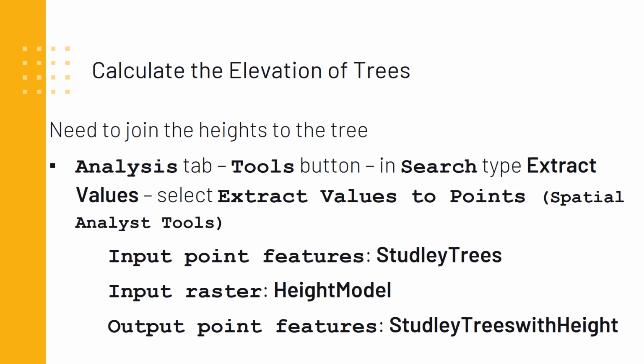Once we have the height model for our part of the city, we need to attach those heights to the tree points. To do this, we're going to go to the Analysis tab, Tools button, and in the search, you're going to type Extract Values. You're going to select the Extract Values to Points Spatial Analyst tool. In the tool itself, the input features should be Studley trees. The input raster will be the height model you just created. And your output point features is going to be Studley trees with height. So we're going to create a new point file that contains the height of the trees.